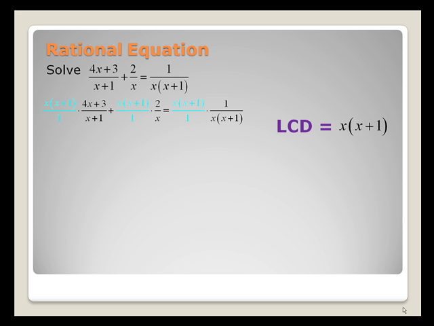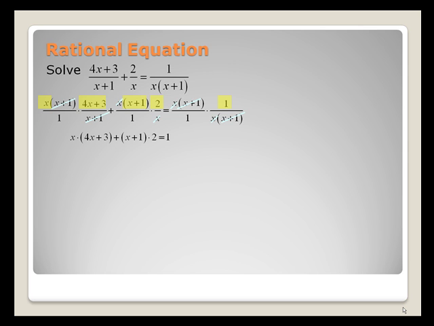This step of the problem looks kind of long and messy, but if we've chosen the common denominator correctly, then our fractions should cancel. For instance, this x plus 1 cancels with an x plus 1 on top. In the next term, we have x's that cancel. And on the other side of the equation, we have x's that cancel and our x plus 1's cancel. Let's look at what we have left. This creates the equation x times (4x + 3) plus (x + 1) times 2 equals 1. Notice the parentheses, these are very important.